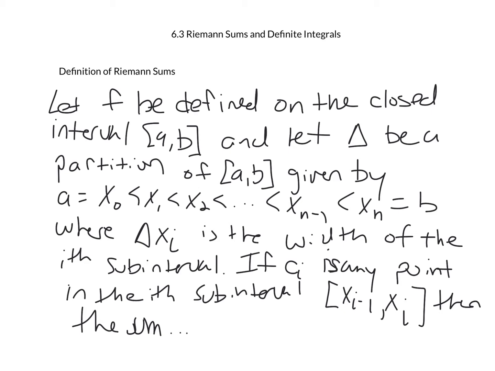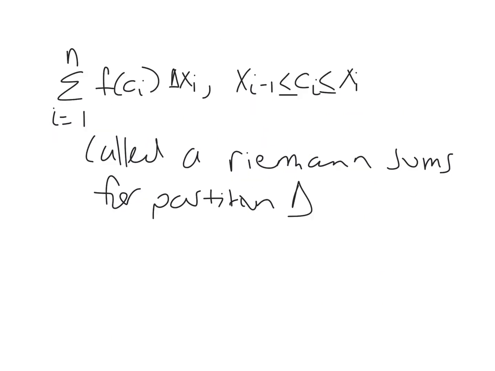So now we're going to finish up this definition on the next slide and define this sum, and a little bit of the sigma notation like we did in the previous lesson. The summation of i equal to 1 to n of f of c sub i, the change in x sub i, for some c sub i in between x sub i minus 1 and x sub i.